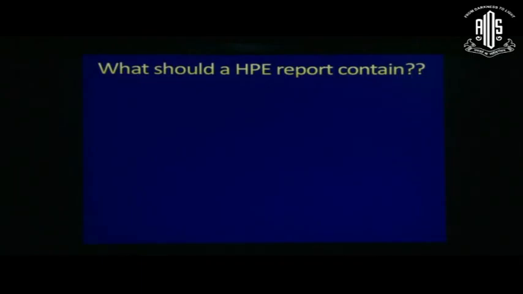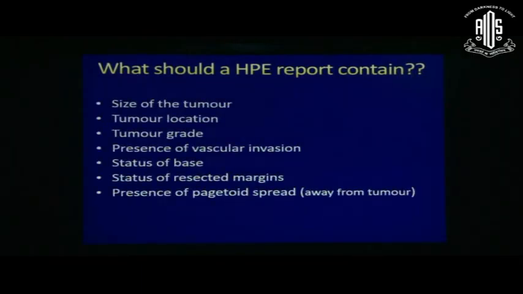Now what should you look for in a report of sebaceous carcinoma? You should look for size of the tumor, tumor location, tumor grade, presence or absence of vascular invasion, status of the base, status of resected margins, and presence of pagetoid spread. Now pagetoid spread above the tumor is not prognostically important. It is pagetoid spread away from the tumor which is prognostically important.